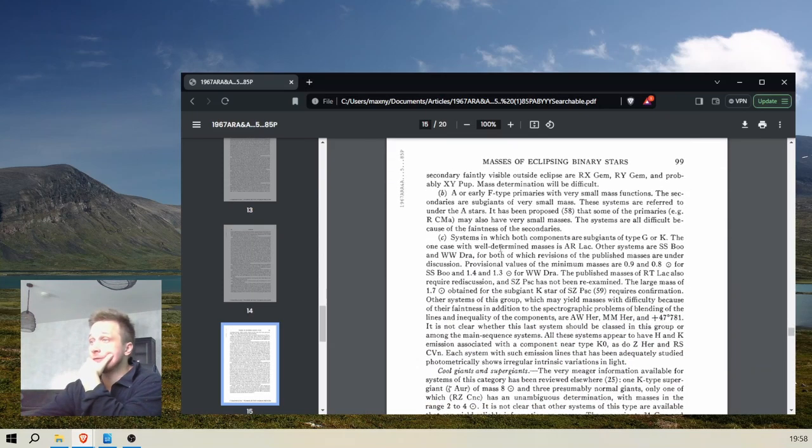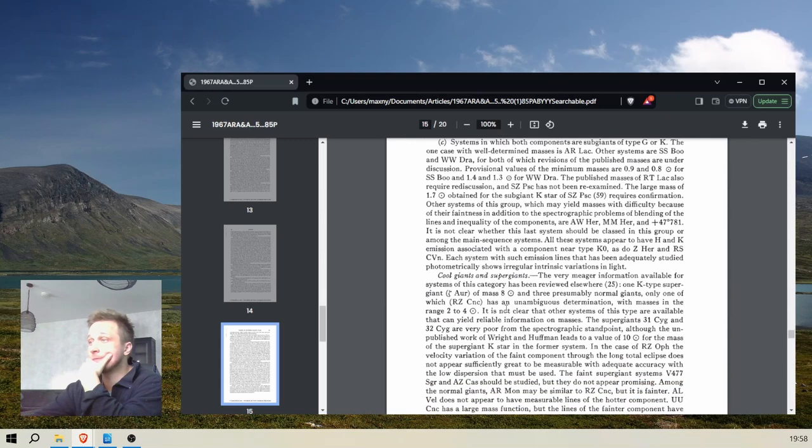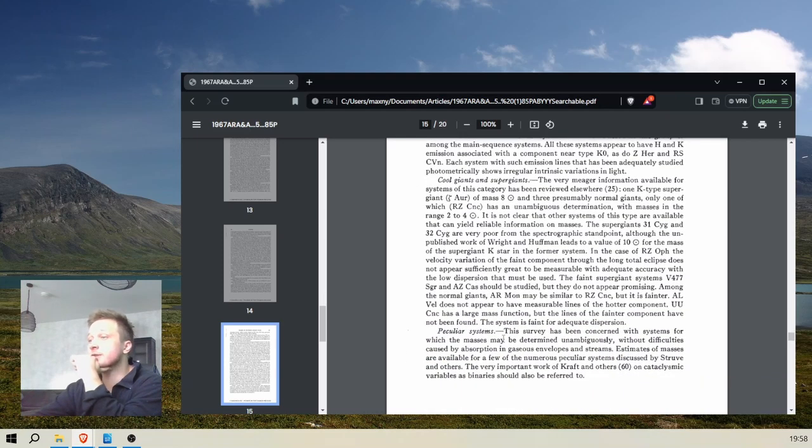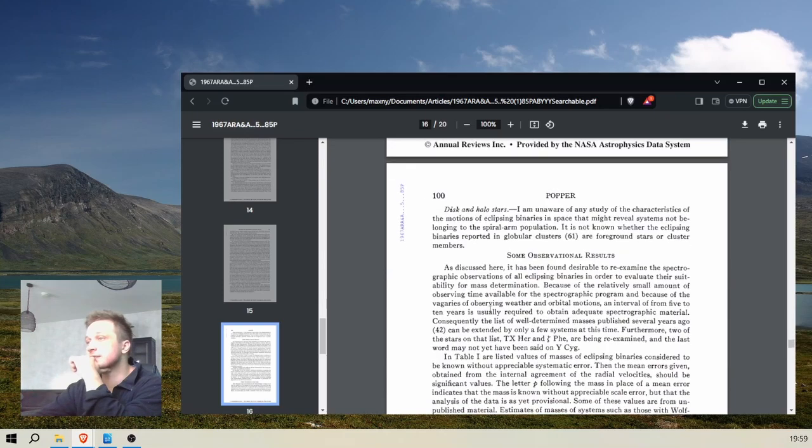AR systems in which cool giants and supergiants. The very meager information available has been reviewed elsewhere. Peculiar systems. This survey has considered systems for which the masses may be determined unambiguously, without difficulties caused by absorption in gaseous envelopes and streams. Estimated masses are available for a few of the numerous peculiar systems. Cataclysmic variables. Wow, okay.